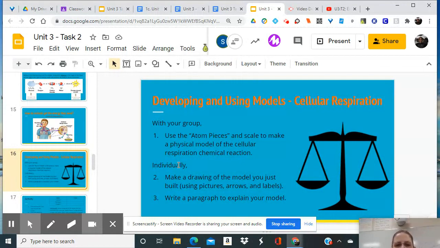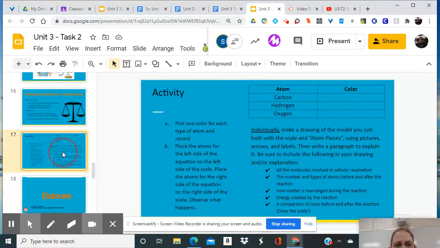So you're going to create a model of cellular respiration as a chemical reaction as a group. We're going to play with them and look at them. Individually, though, you're going to do a drawing of the model and then write a paragraph explaining your model. Okay, so that's the part that some of you may have some trouble with.